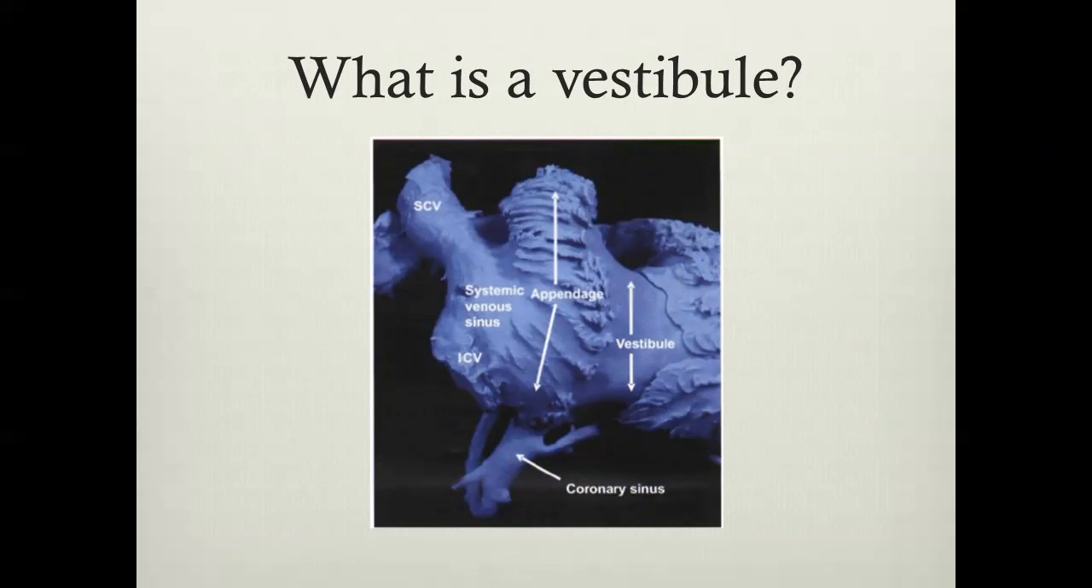Where you cook your food is like an antechamber to a house, the first room you go into. Actually, that's the atrium. But yes, so it is a small passageway into the ventricle. And it has smooth walls.